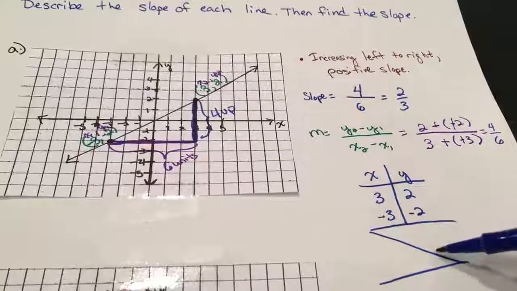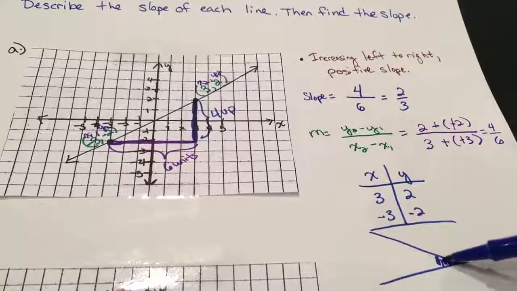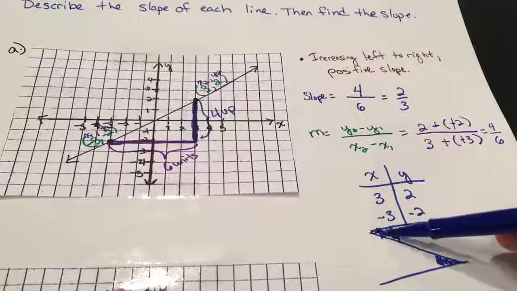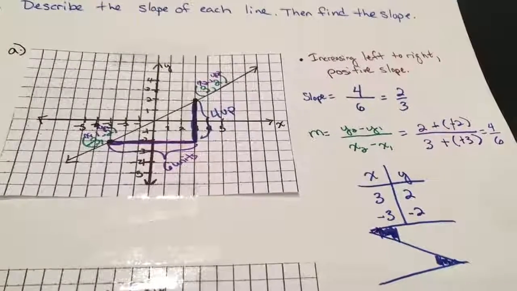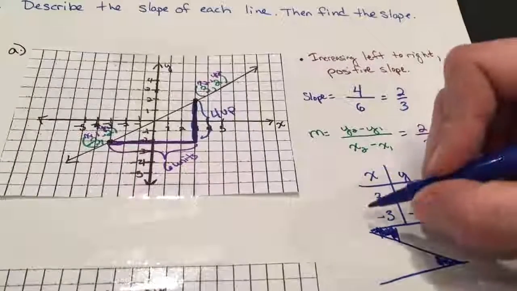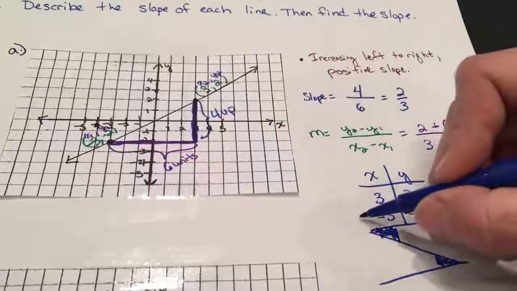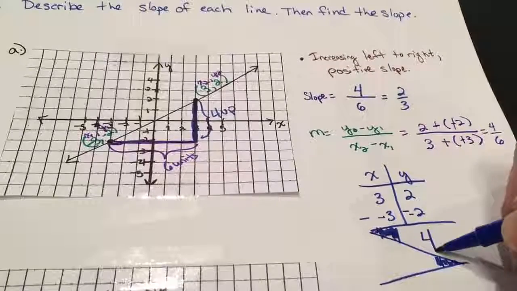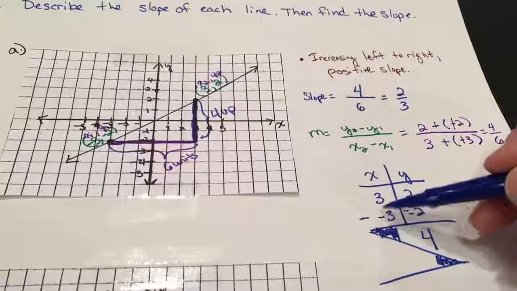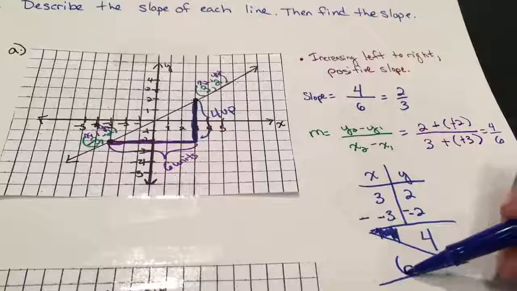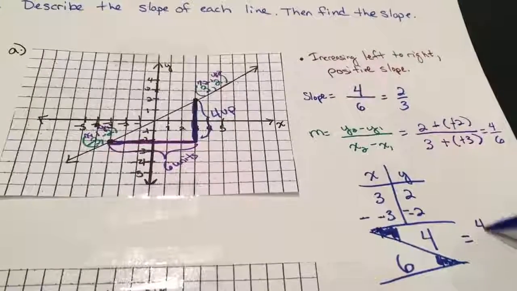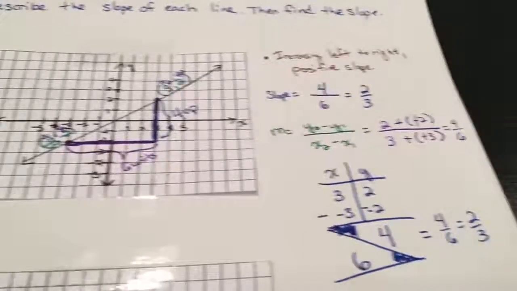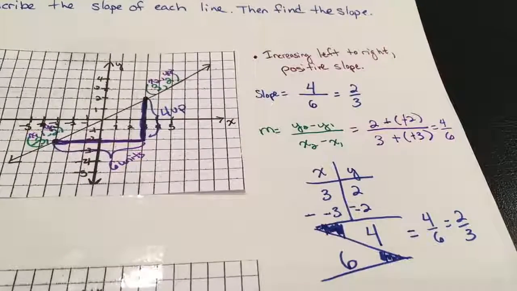And basically, do this and this. We're going to fill these little zigzags in there. I'm going to subtract 2 minus -2 gives me a 4. And 3 minus a -3 gives me 6. And that leaves me with 4/6, which equals 2/3. So here's 3 different ways you can find slope.